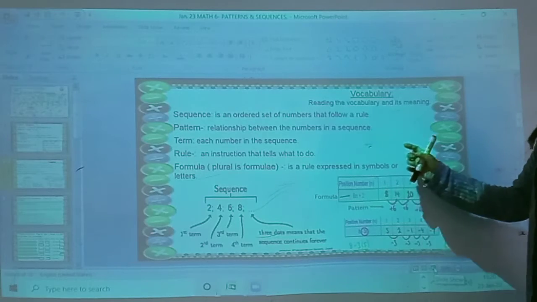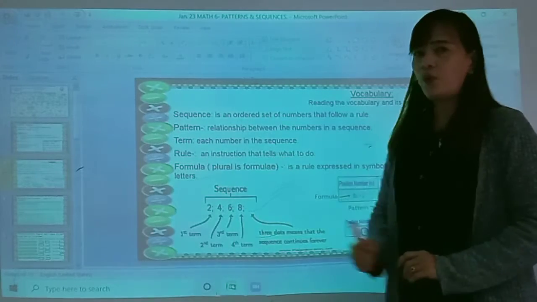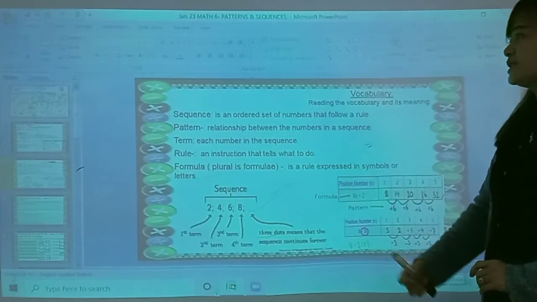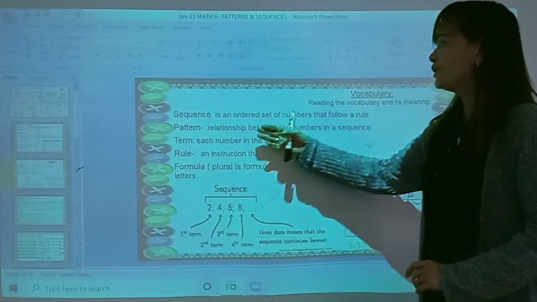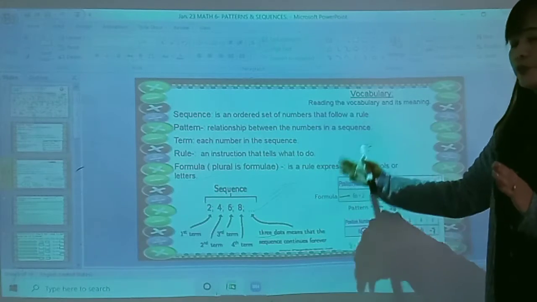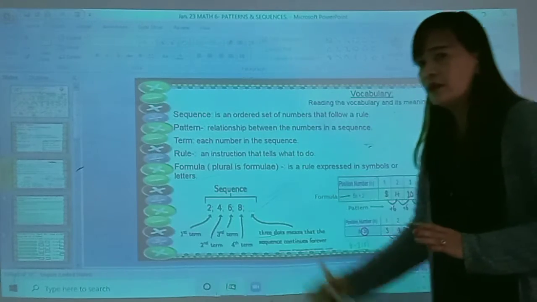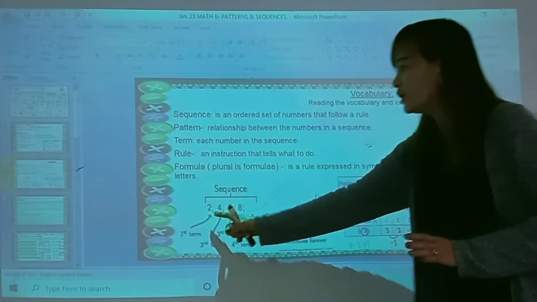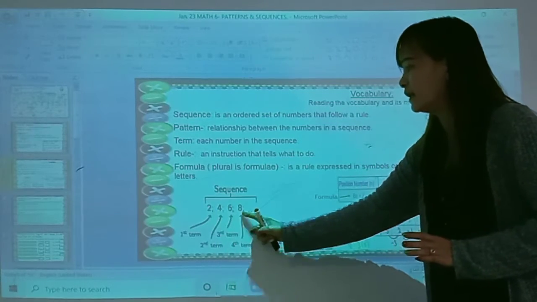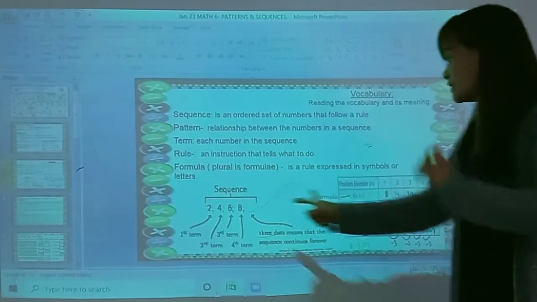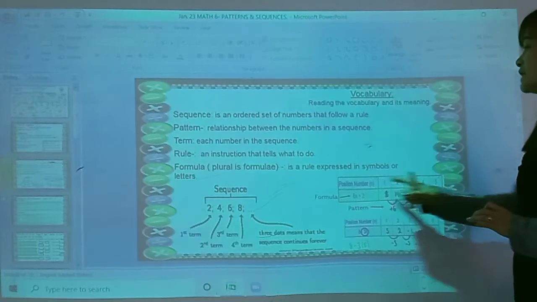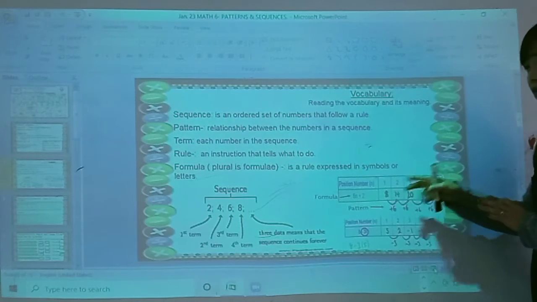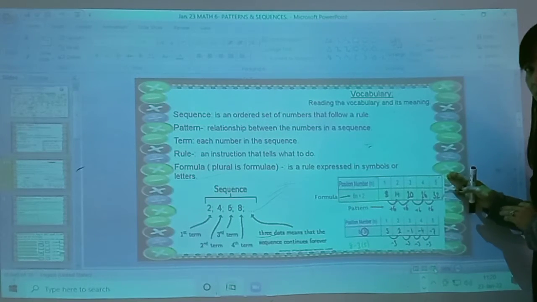And for our vocabulary words for today, we have sequence. Okay, class, a sequence is an ordered set of numbers that follow a rule. Look at the given examples on the board. Here we have 2, 4, 6, and 8. This is what we call the sequence.